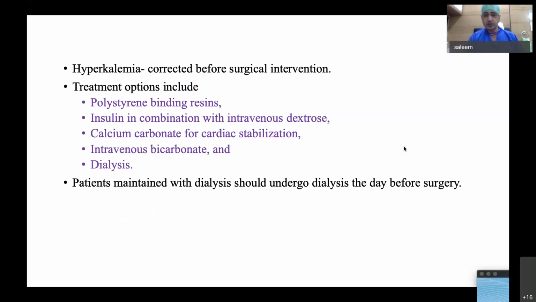Hyperkalemia, if present, should be corrected before surgical intervention. Treatment options for hyperkalemia include polystyrene binding resins, insulin in combination with intravenous dextrose, calcium for cardiac stabilization, intravenous bicarbonate, and dialysis. Patients maintained on dialysis should undergo dialysis the day before the surgery.